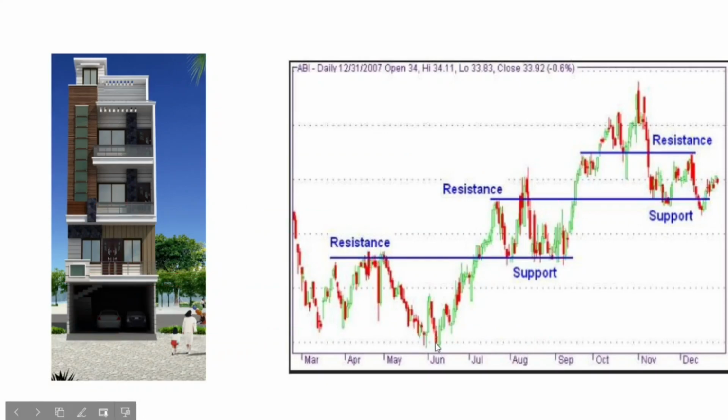The simple thing is, when price breaks a resistance and then faces a downfall, that resistance becomes support. And the same thing, if price breaks the support, then it becomes resistance for the price when it makes an uptrend. So this is the simple concept of resistance and support.